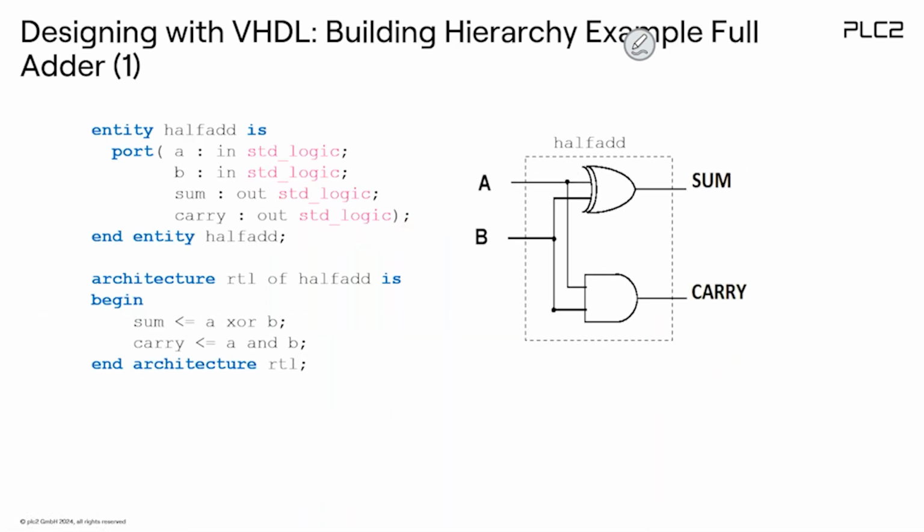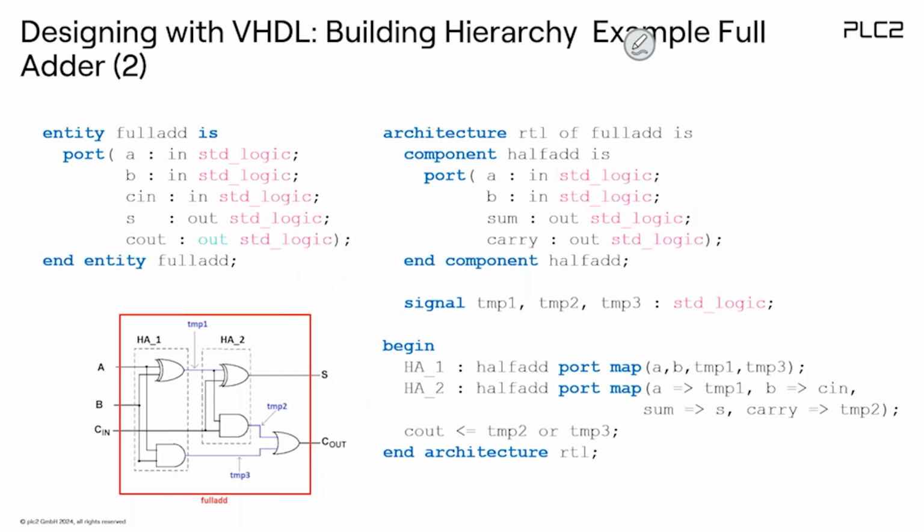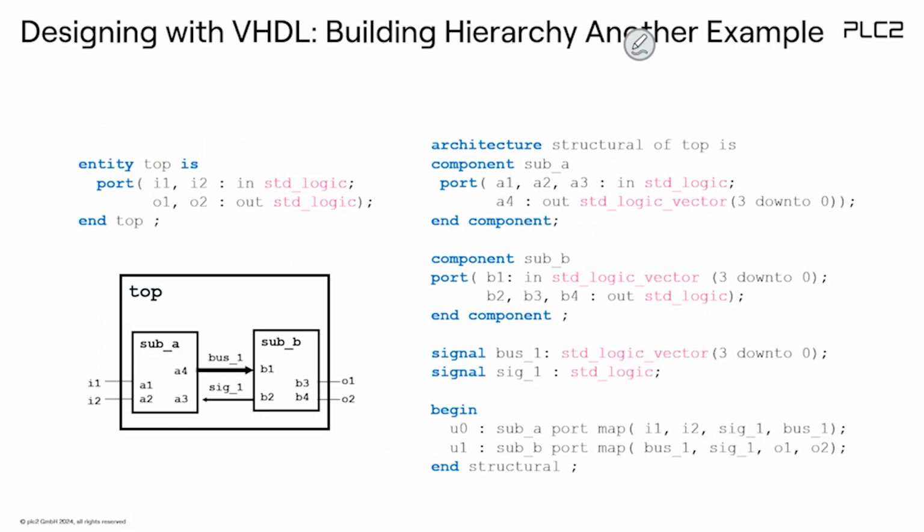You see, again, this is exactly what I did. I defined the half add, and then I defined the full add. Again, another example: I have an entity called top. In the entity top, I have maybe two inputs, I1 and I2, and outputs O1 and O2. So those are the inputs, and O1 and O2 are the outputs.